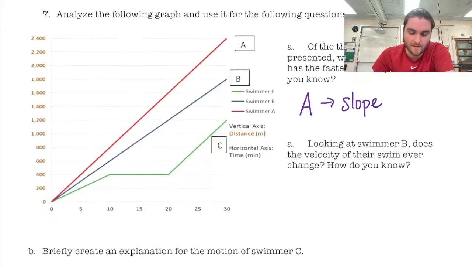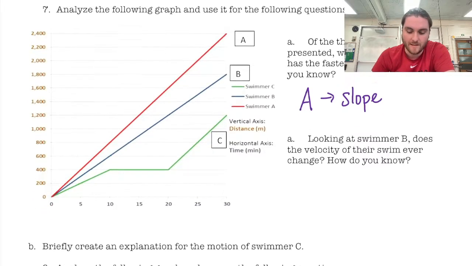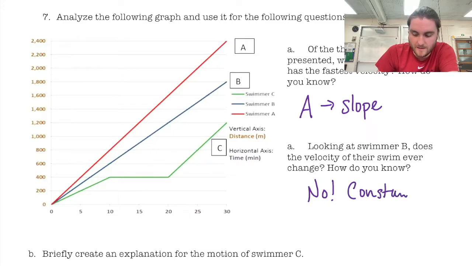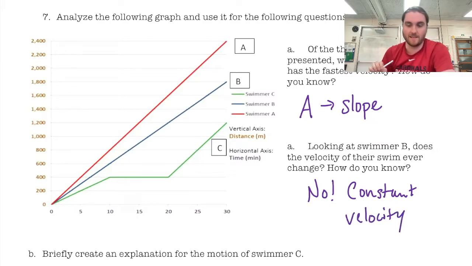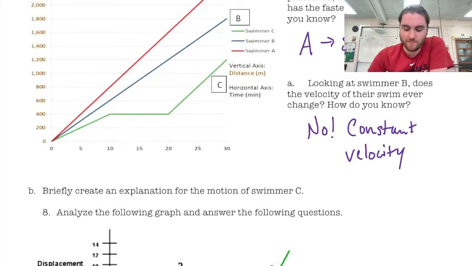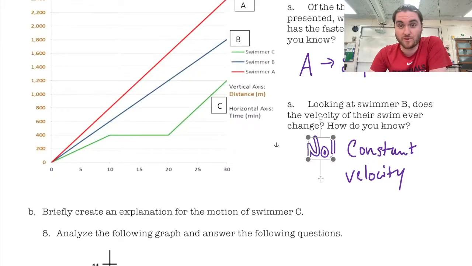Look at swimmer B. Does the velocity of their swim ever change? Nope. It is a straight line by itself, so this is a constant velocity, and since it's constant, it's not going to change. All right. It got cut off, so I'm not going to be able to describe it here.